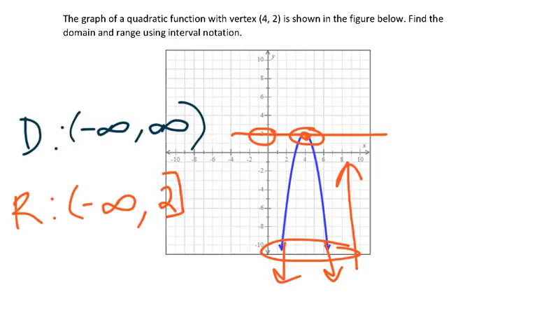I didn't mention this before, but it's understood that anytime you use any type of infinity symbol, so negative or positive infinity, it's always going to be a parenthesis. And then with other numbers, you have to determine whether or not to use a bracket or a parenthesis. Okay, so because this is a part of the function, we need to use a bracket with that too because it is a value on that graph.